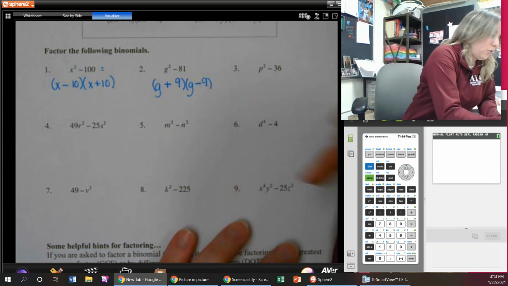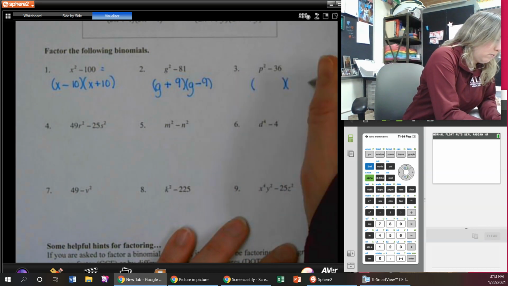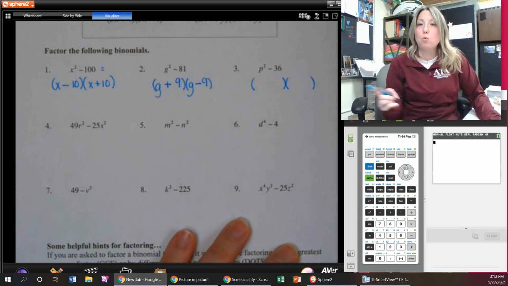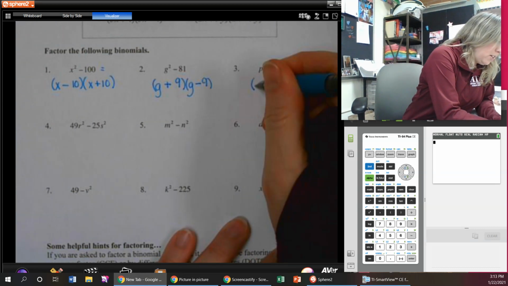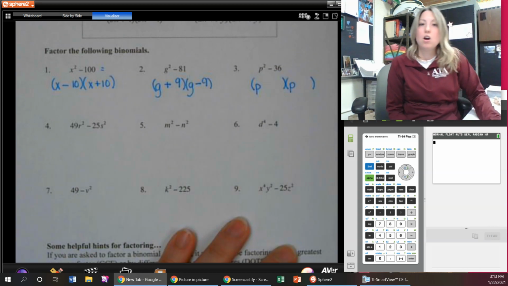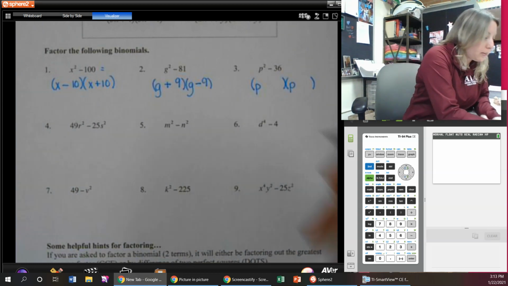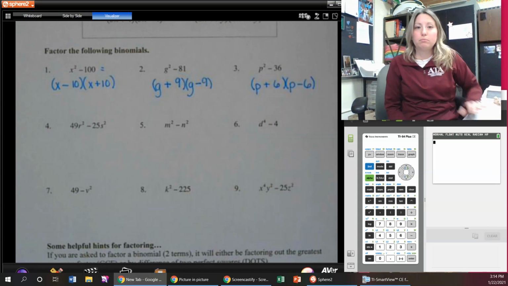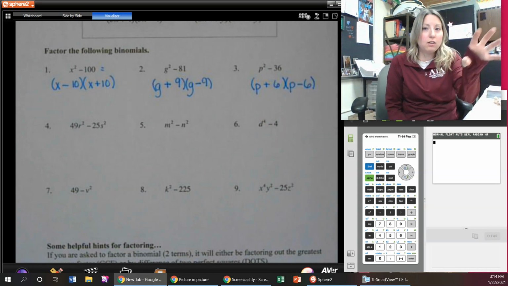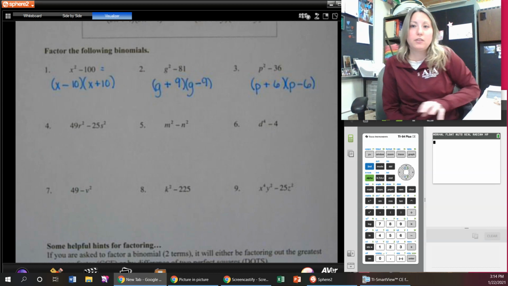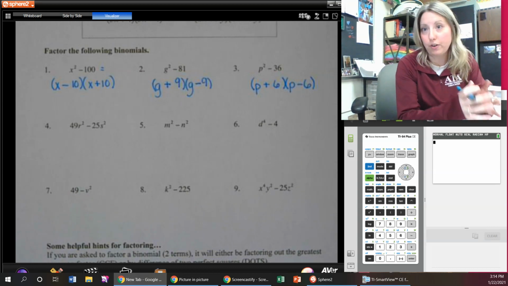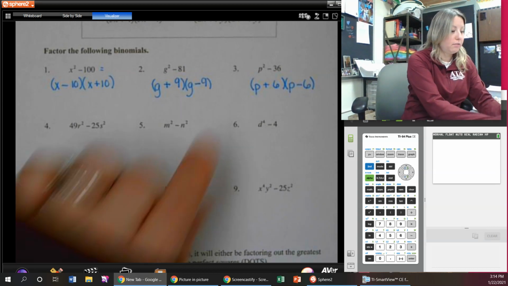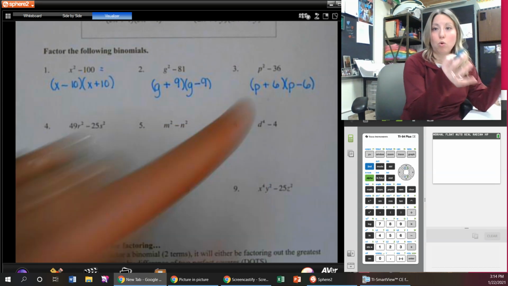Okay, p squared minus 36. Yep, dots again. Perfect square minus perfect square. What's the square root of p squared? P goes in the fronts. What's the square root of 36? 6 in the backs. Different signs between them. As long as you've got a p minus 6 and a p plus 6 being multiplied together, you've got the right answer. Okay? As long as one of those is minus, one of those is plus.